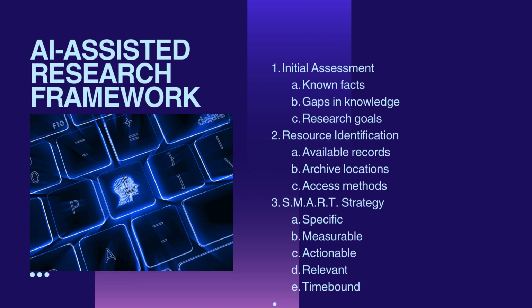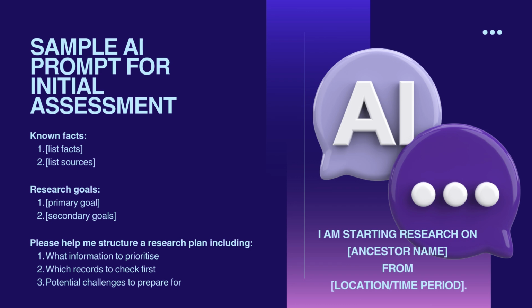In your framework, I suggest developing a SMART strategy: specific, measurable, actionable, relevant, and time-bound. You want your SMART strategy for success to include a priority setting, a timeline, and success metrics. Structuring your prompts is the start of this process of asking an AI tool to help with your research planning.